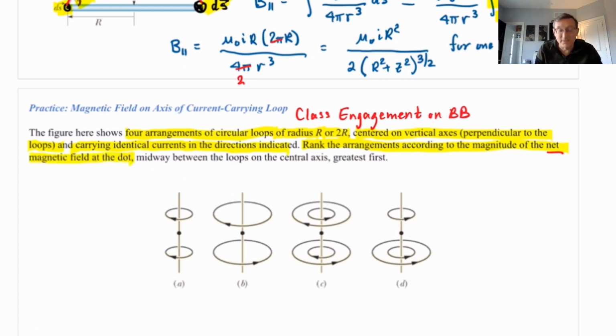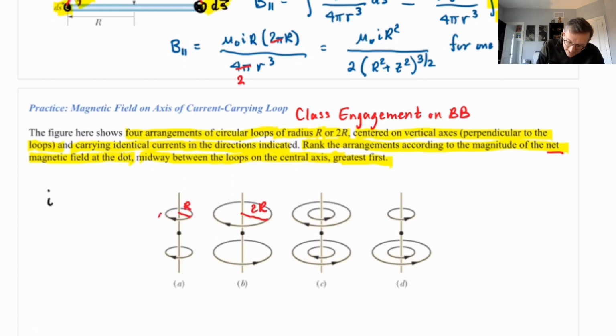See where the dot is? The dot is exactly midway between the loops on the central axis. And do this ranking, largest to smallest. To help you do the ranking, call the current I in each. The radii are either R or 2R. If that's a smaller loop, it must be R. If it's a bigger loop, it must be 2R.